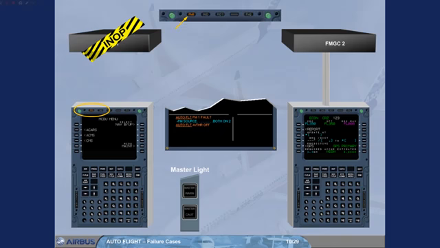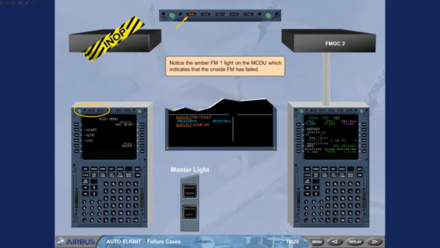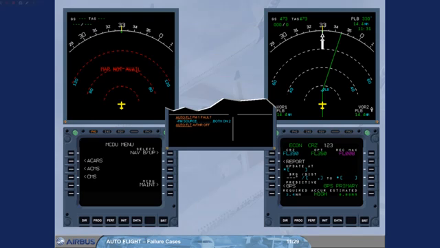Notice the amber FM1 light on the MCDU, which indicates that the on-side FM has failed. As a consequence, as long as the FM source is not switched to the other FMGC, ND1 displays a red "Map not avail" message, and MCDU1 displays the MCDU menu page. Note: when time permits, a navigation backup function check may be implemented. We will review this later.